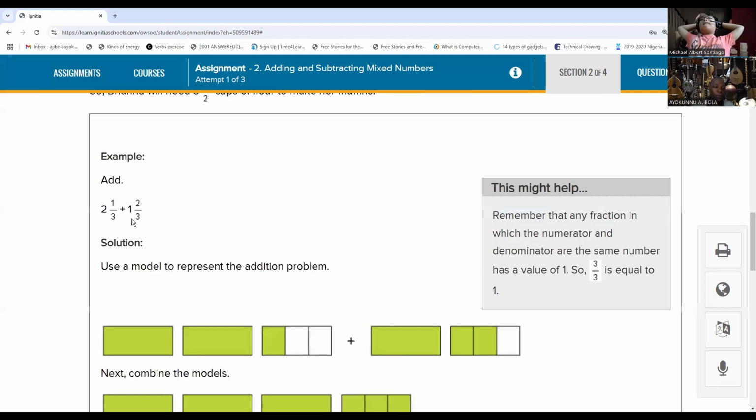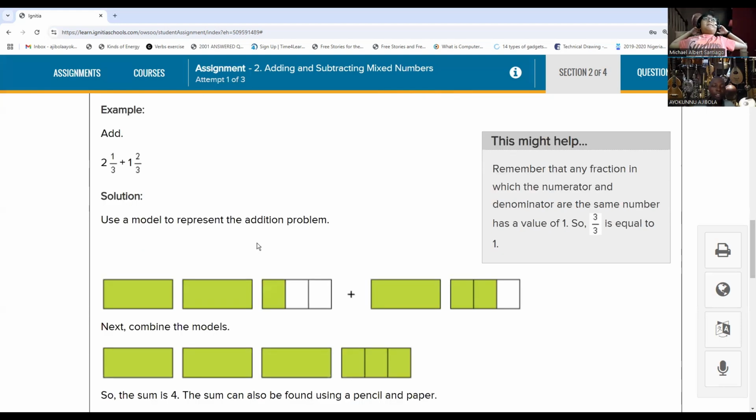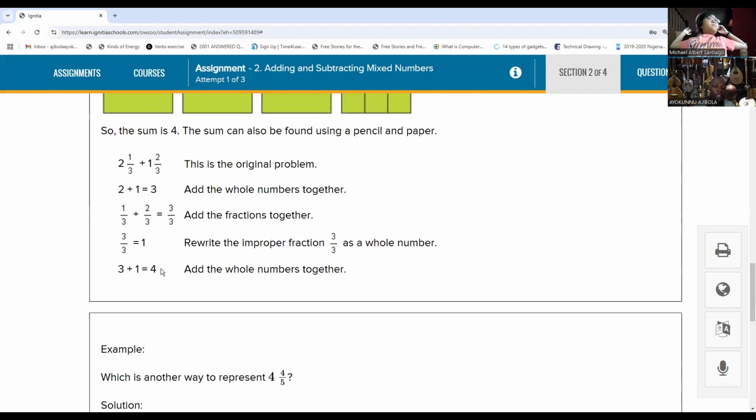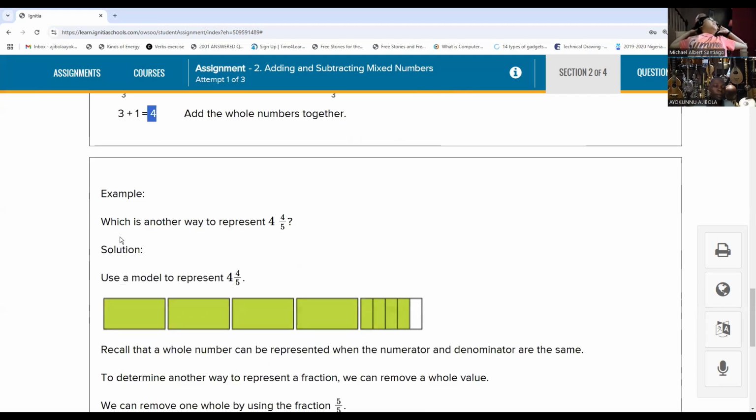Let's look at this example. 2 plus 1 is 3. Then 1 plus 2 is also 3. 3/3 is 1. So we have 4 in total as our answer. Is that clear? Yes. Which is another way to represent 4 wholes and 4/5. That is 1, 2, 3, 4 modules, then a 4/5 module.